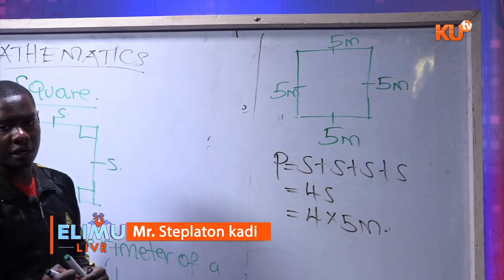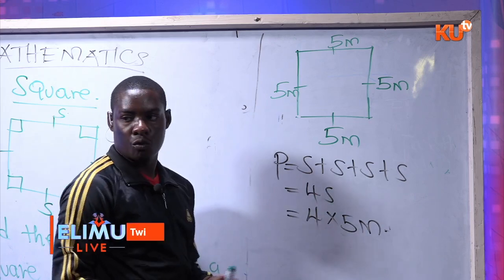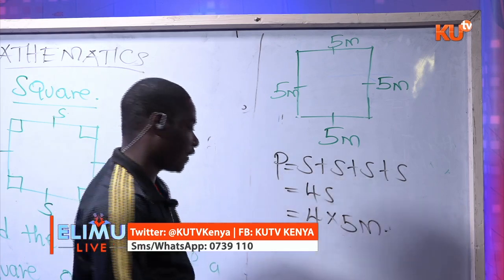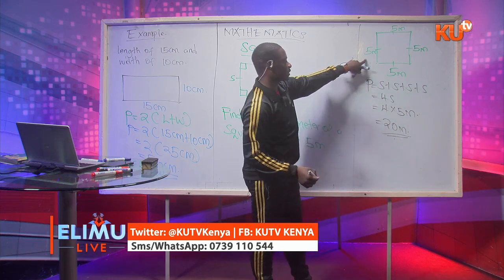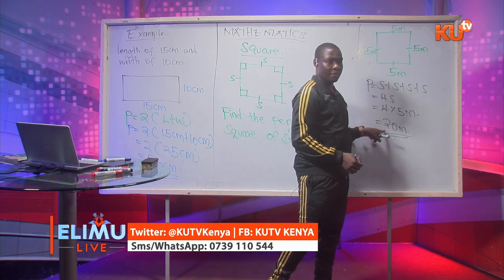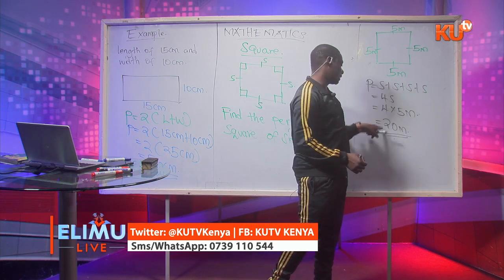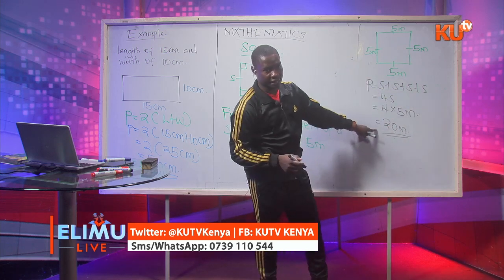So the measurement of perimeter is 4 times 5 meters. When you take 4 times 5, we get 20. Therefore, the perimeter of this square is 20 meters. The perimeter of this square is 20 meters. So you can have this as your calculation.